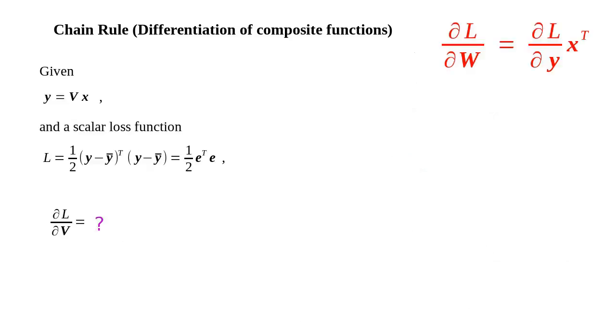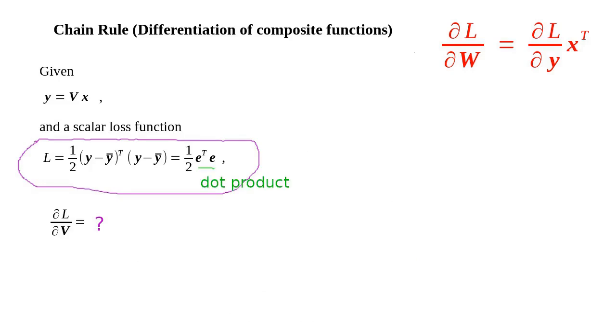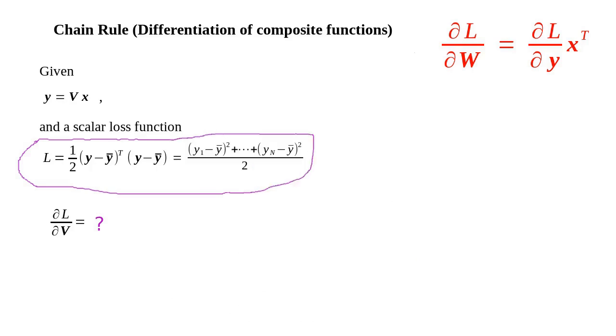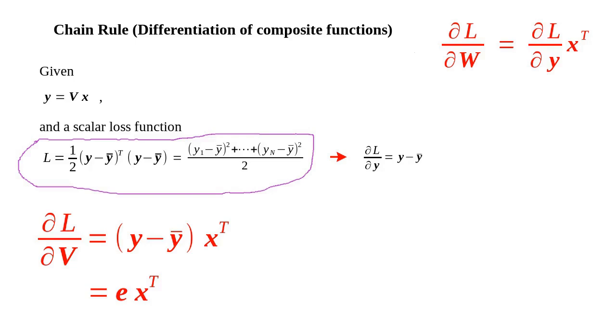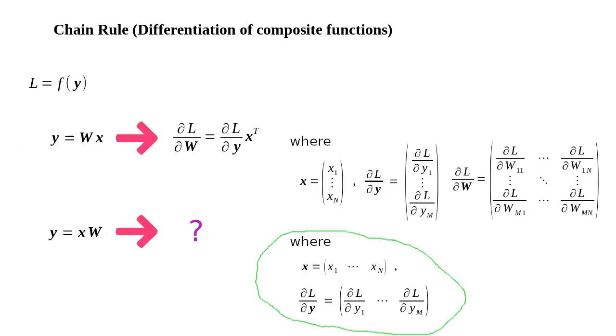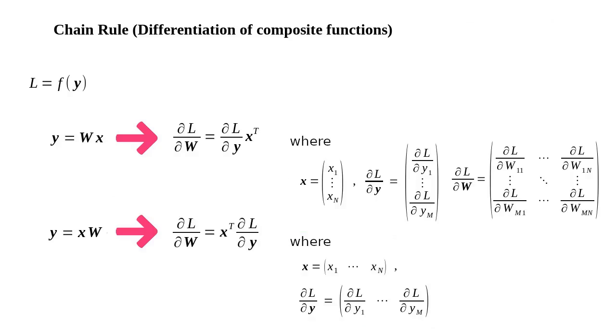Let's define the loss function as the dot product of the error vector g. Then we can calculate the derivatives of L with respect to y. Based on the formula, we arrive at the final result. If x and y are row vectors, the final derivative of y with respect to w takes a different form.